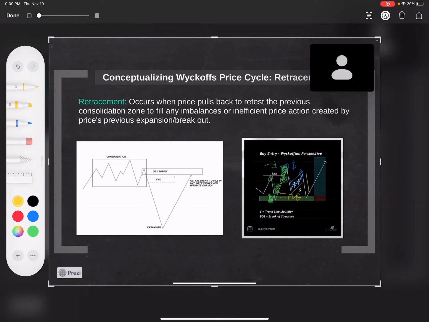I'm looking for price to come back in, tap into the most recent demand zone, the most extreme demand zone within structure, before the next swing high, targeting these weak higher lows.